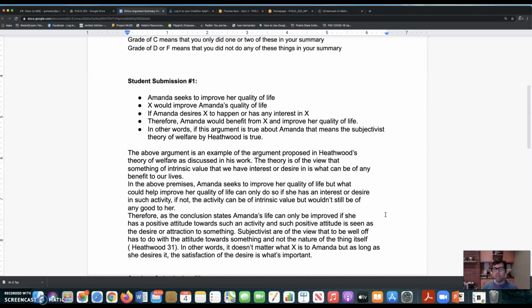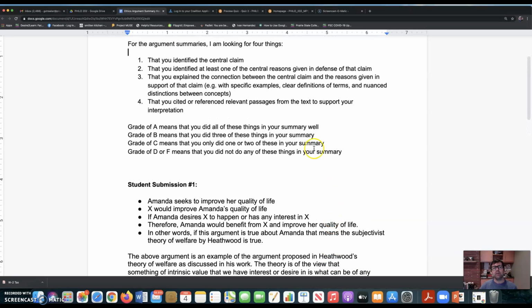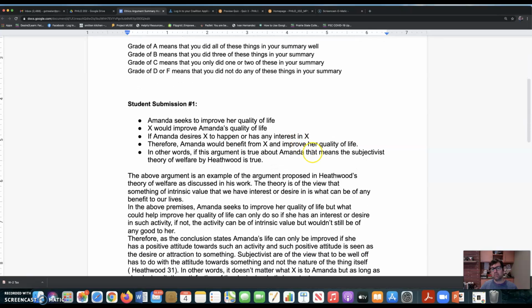Again, the student could have done more here with number 3 in the rubric, explaining the connection between the central claim and the reasons given in support of that claim. There could have been more references to the text, although there was one. So I think 3 and 4 are things that this student could have done better at.